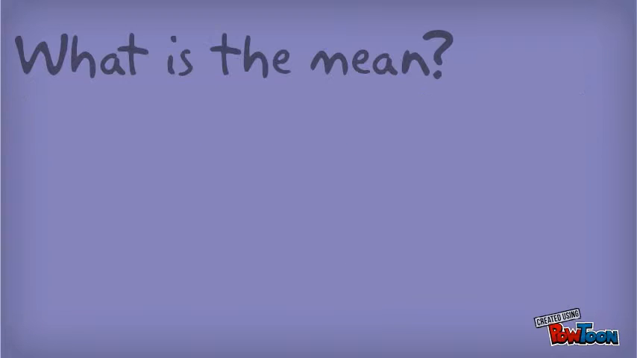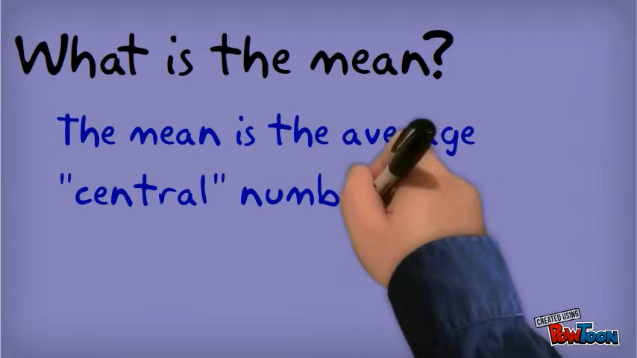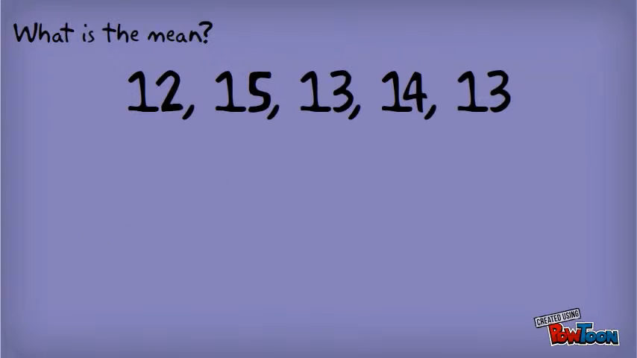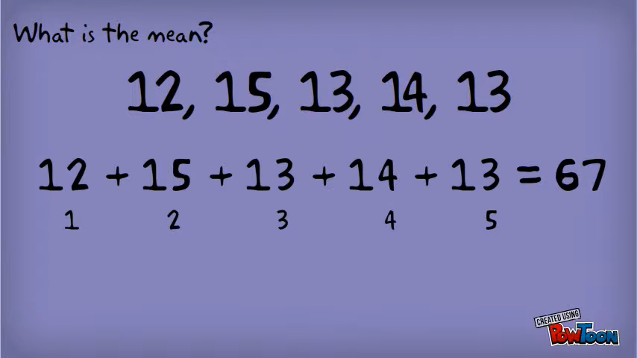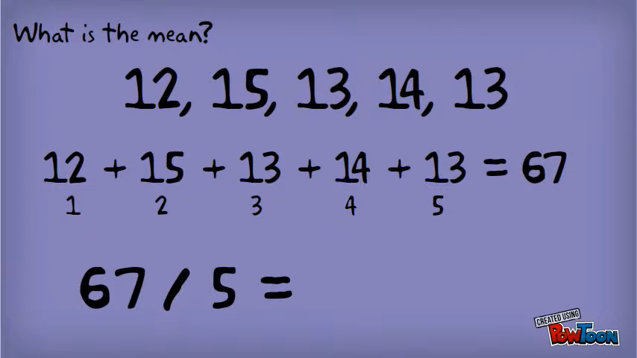The first one is, what is the mean? The mean is the average central number of a set of numbers. Okay, so we're looking at the set of data given and we're going to add the numbers together. The mean, we need to add them together, which gives us 67. And then we look at how many terms we have. Notice that we have 1, 2, 3, 4, 5 terms. So we're going to have 67. We're going to divide that by the 5 terms that we had, and we get a mean of 13.4.